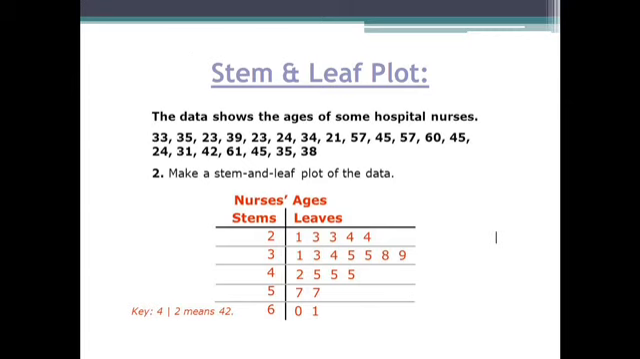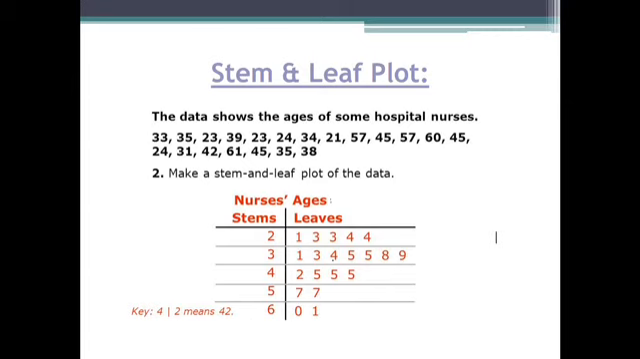So you will be given a set of data like these numbers on the screen, and then you have to put it in this table format that is shown on the screen. Okay, so you'll see you have your stems and your leaves, and then you have a heading. So first step, provide a heading. The heading is nurses' ages. Then draw a stem column, draw a leaf column, and fill in accordingly.